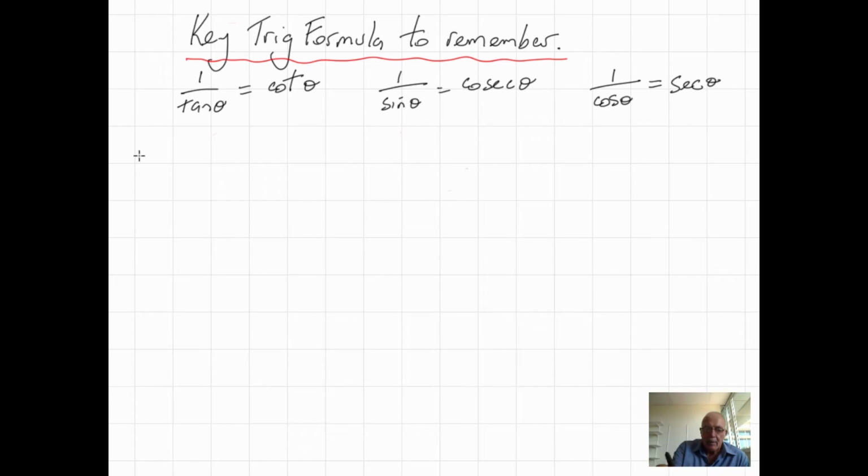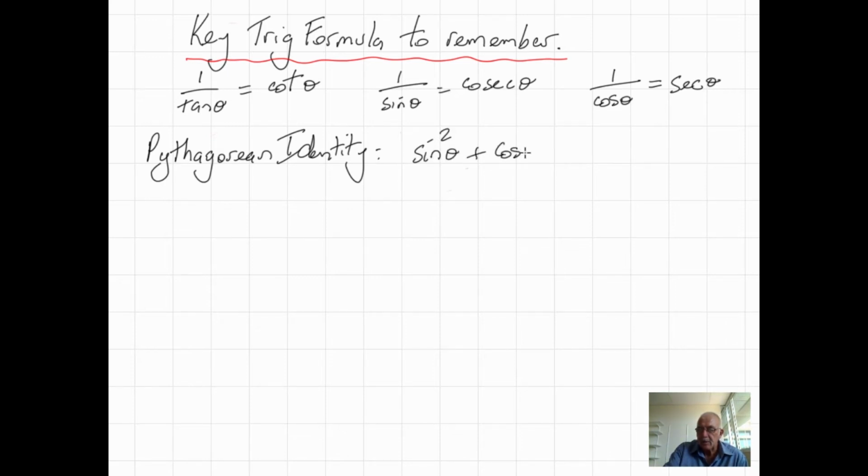We've already come across the Pythagorean identity. The Pythagorean identity says that for any angle theta, sine squared theta plus cos squared theta is equal to 1. And there's a nice neat little proof for that.